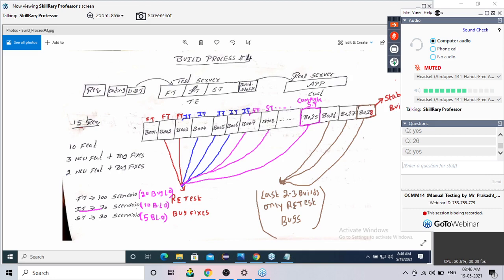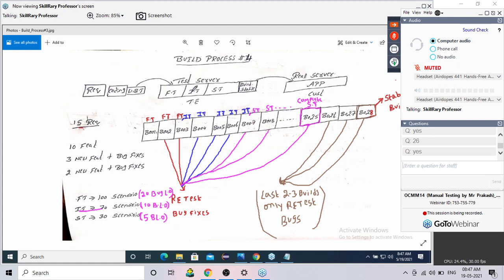After functional testing scenarios are completed, we start integration testing on the next few builds along with retesting of the bugs, till the system testing scenarios are completed. Once functional, integration, system scenarios are completed, in the last 2, 3 or 4, 5 builds, our job is only retesting the bugs until the build becomes stable. This is the original diagram that we have to speak in the interview.